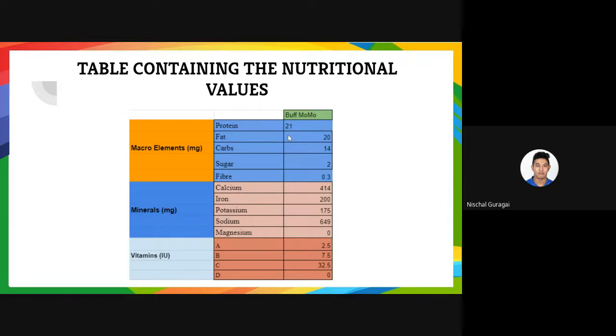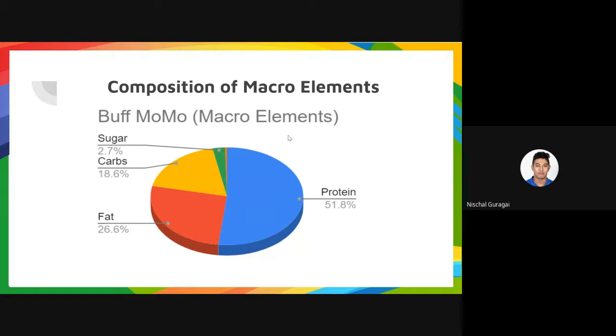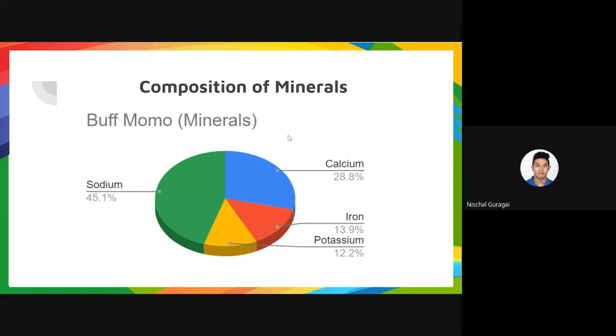So let's talk about the micro elements. Buff momo mostly contains protein, which is 51.8%, followed by fat 26.6% and carbs 18.6%. Sugar and fiber have the lowest composition, 2.7 and 0.3% respectively. Talking about the composition of minerals, buff momo has the maximum amount of sodium, which is 45.1%, followed by calcium 28.8% and iron 13.9%. Finally, potassium has the lowest amount, which is 12.2%.